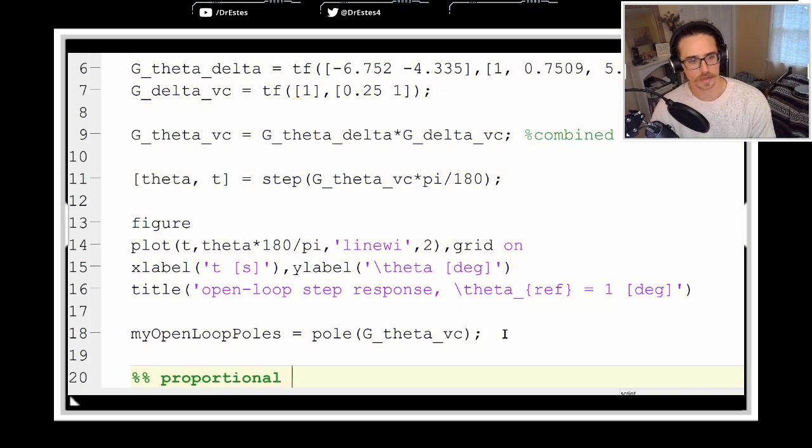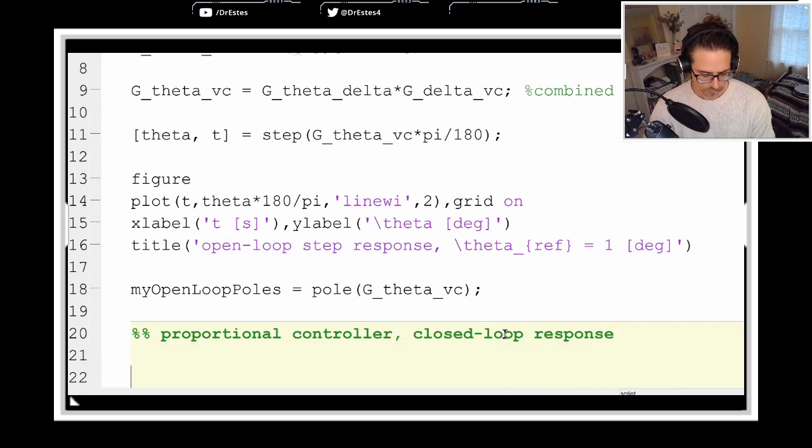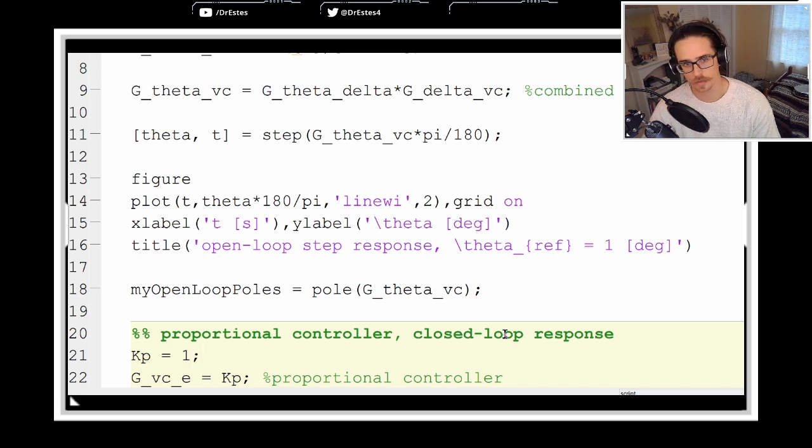Okay, so we're going to start a new segment here. Proportional controller, closed loop response. Our controller, its output is VC, its input is the error, and we're saying it's just equal to KP. So this is a proportional controller. And we also said KP is just 1. It's really simple. Proportional gain.